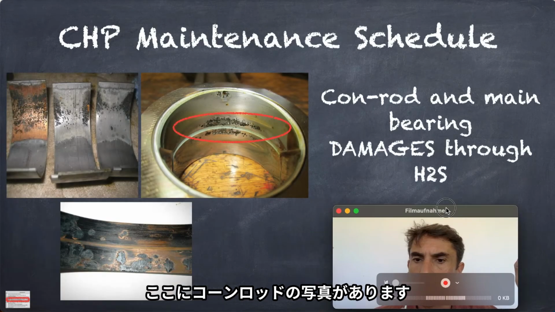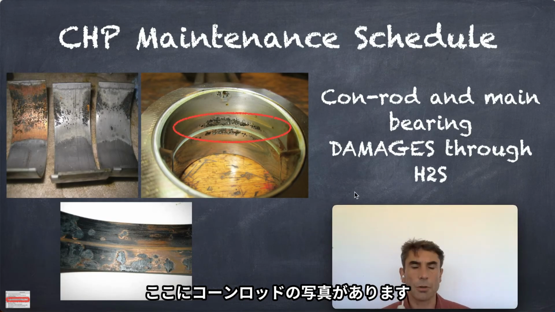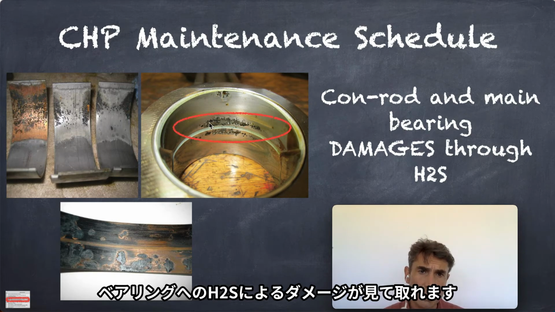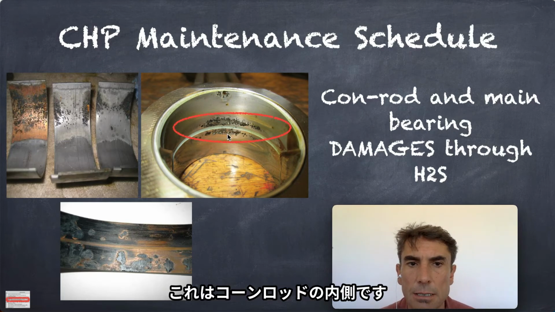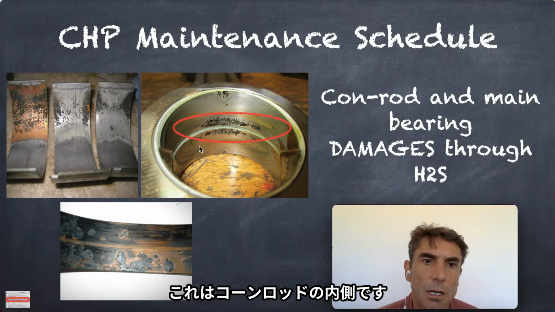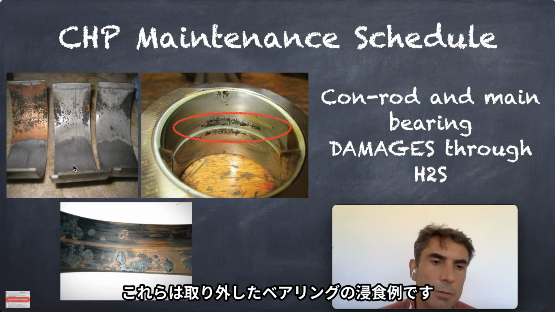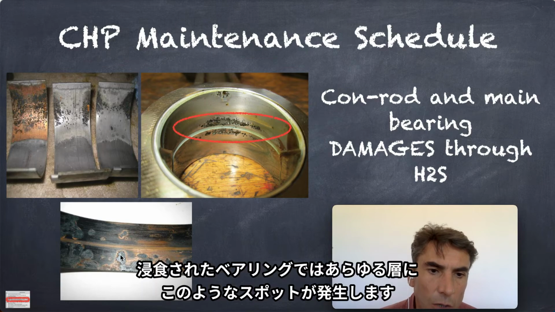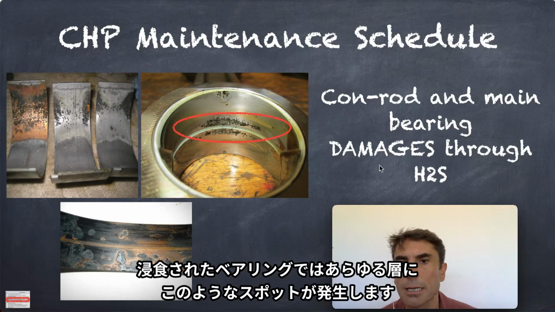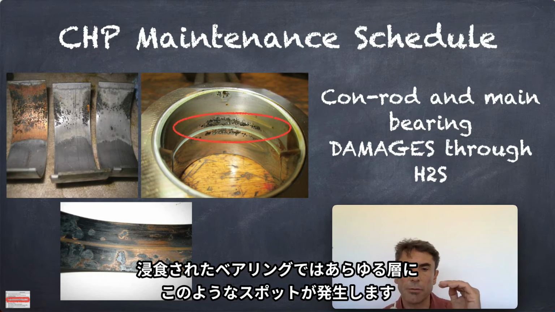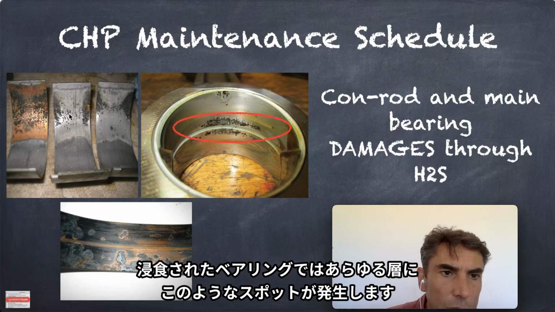So the H2S content can damage, for example, here we can see the Conrad. We can see here the damages on the bearing, or actually that's the inside of the Conrad of the bearing. We can see here separate bearings, main bearings. You see all these spots. So the point is that actually the thin layers on the friction bearing get eaten up, and that means you can see all the small spots.